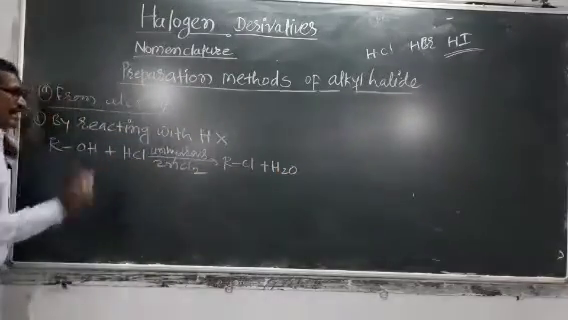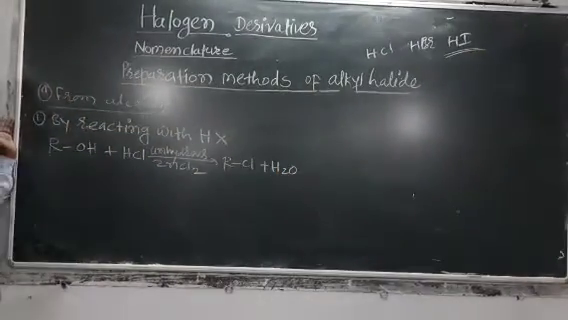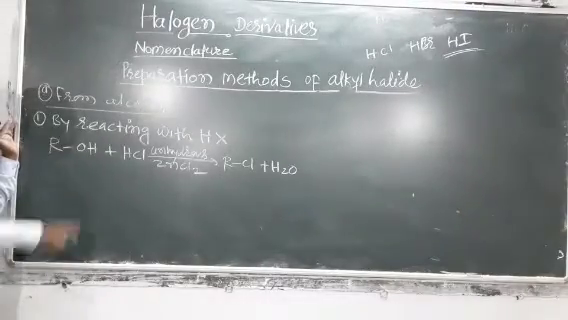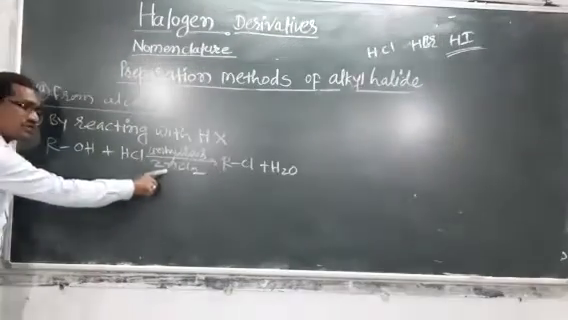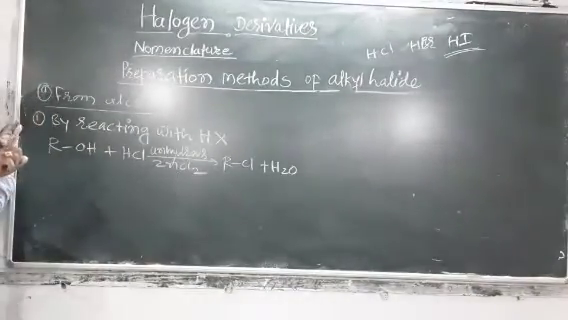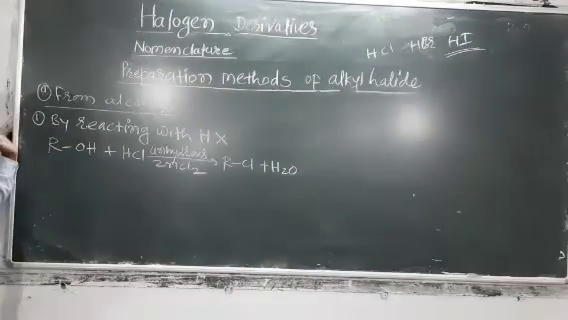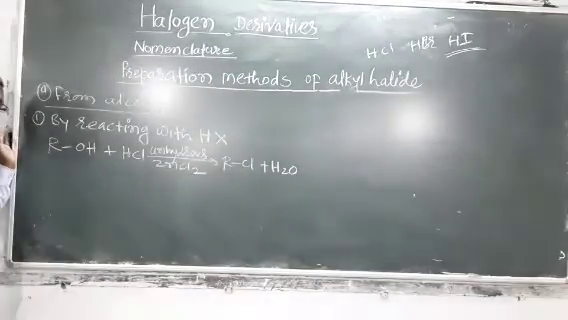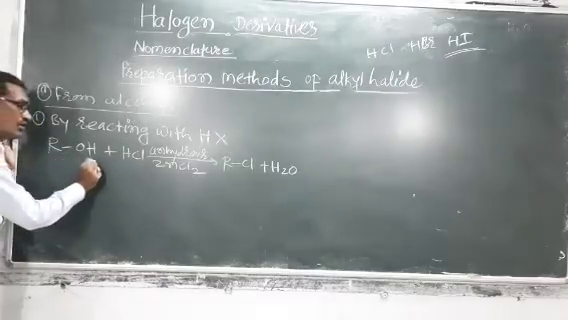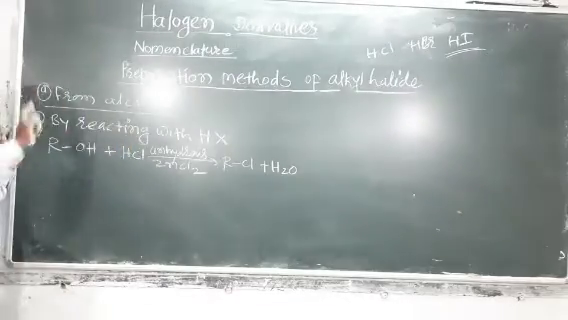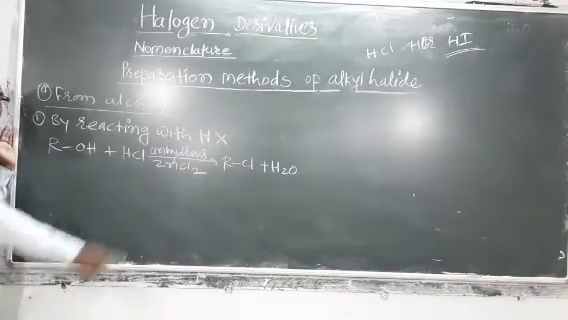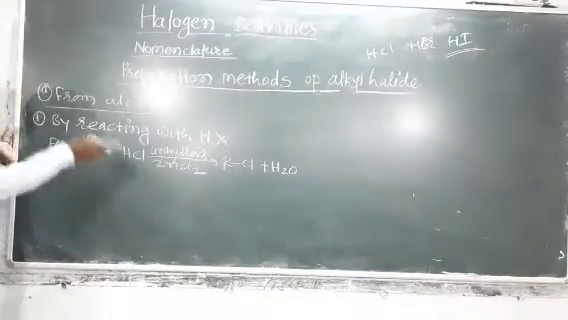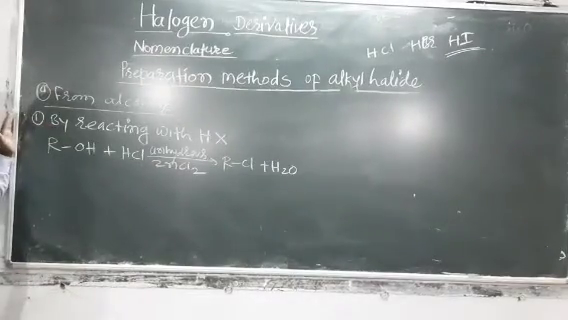Here we have to use anhydrous ZnCl2 only for primary alcohol and secondary alcohol. There is no need to take anhydrous ZnCl2 for tertiary alcohols. We just have to react tertiary alcohols with HCl and we will get the respective alkyl chloride. And why we use ZnCl2, I have explained in the past explanation.